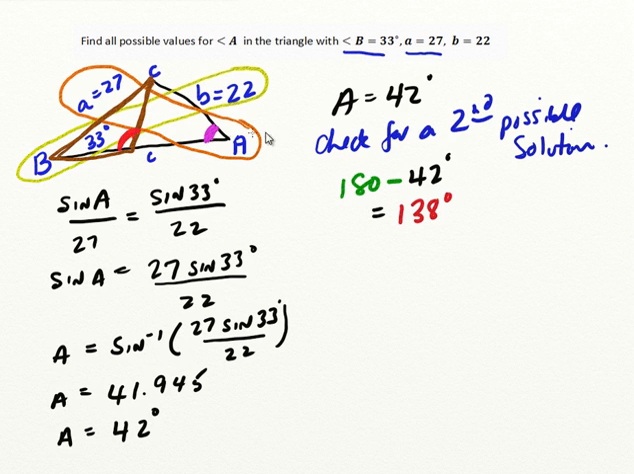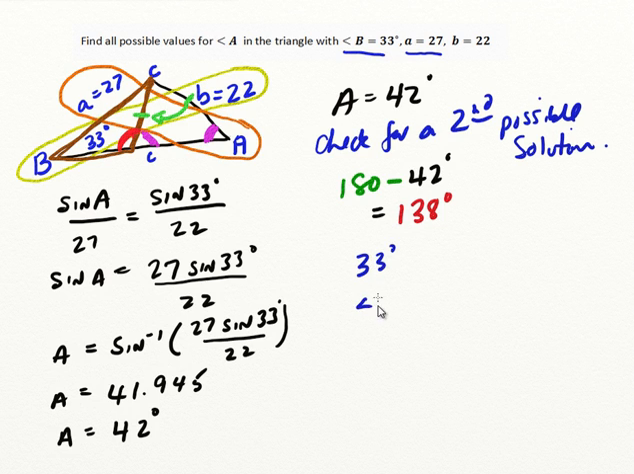Now, why is it 180 minus 42? Well, simply because these two side lengths right here and right here, they're the same side. They're side b, 22. I've just moved this side over to here. So that means that this angle here is also this angle here. Because a straight line is 180 degrees, 180 minus our 42 gives me 138. So how do we check if 138 is okay or not? Well, all we do is this. We know that angle B was 33 degrees.